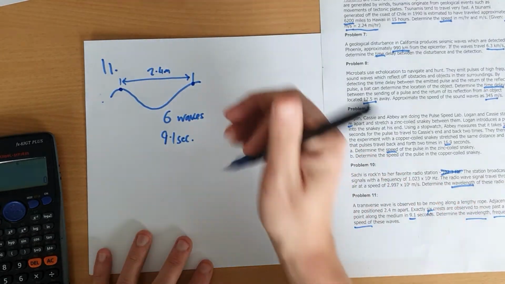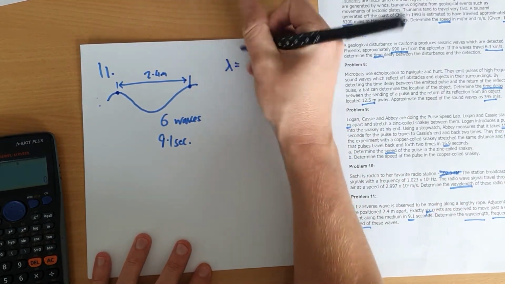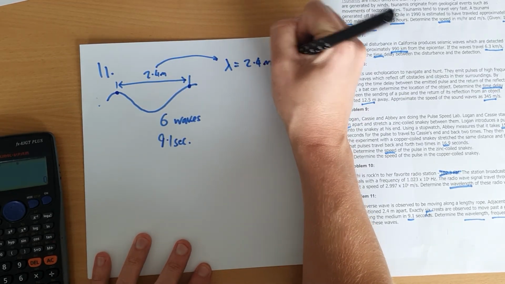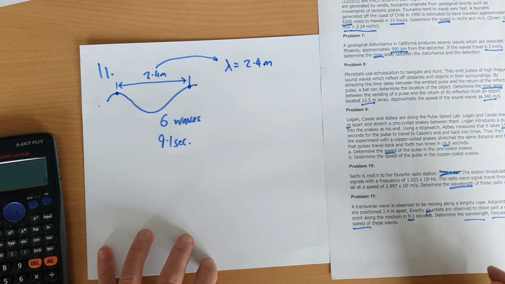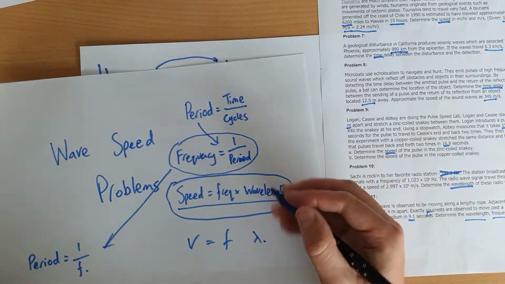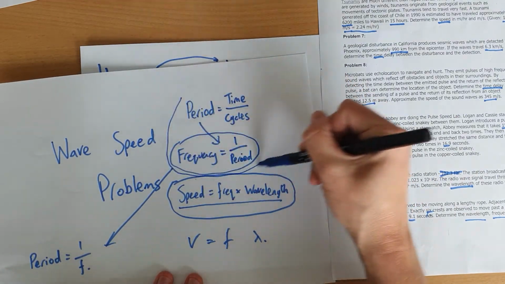So the first thing that's really easy is lambda. Lambda is right there. First marks in the bag. So wavelength is 2.4 meters. The next one that we're going to do is calculate the frequency. To do this, we're going to need to follow these formulas here.